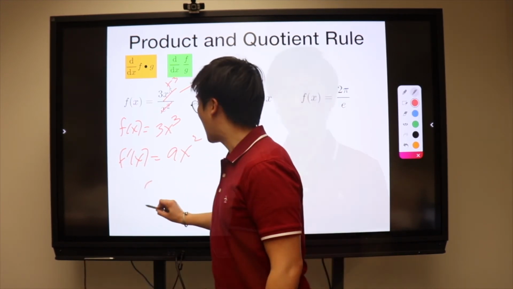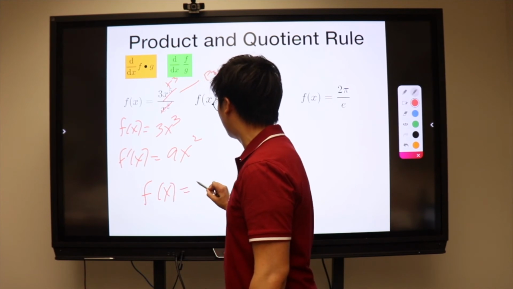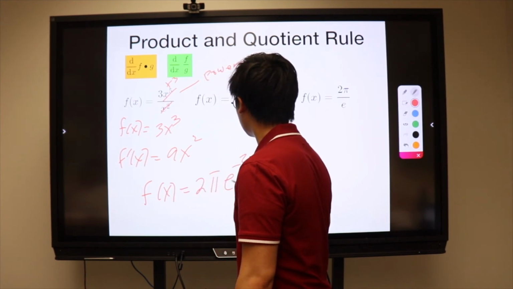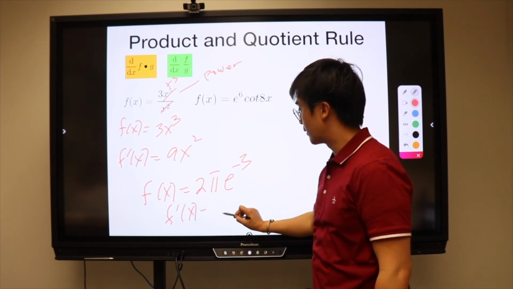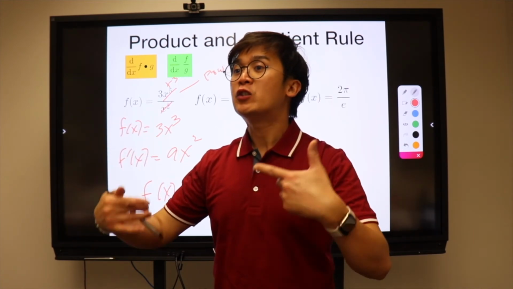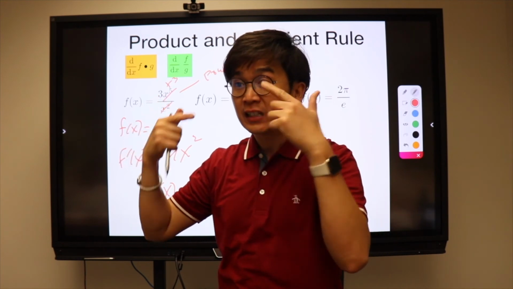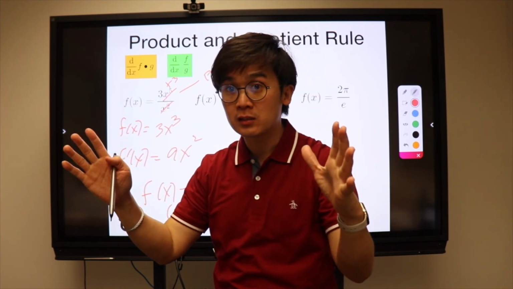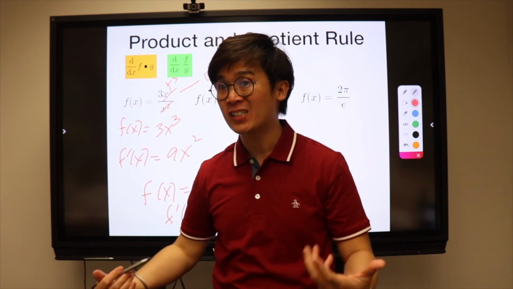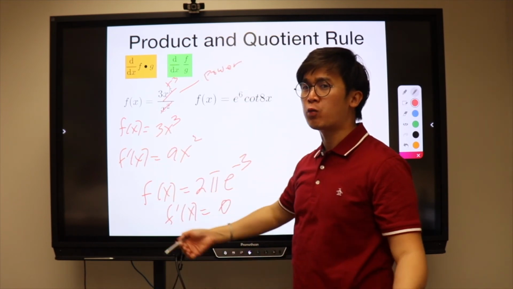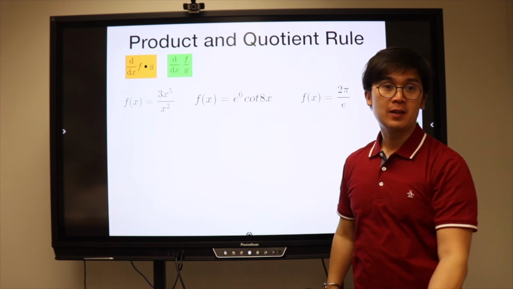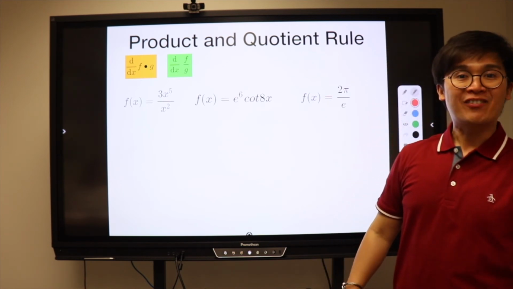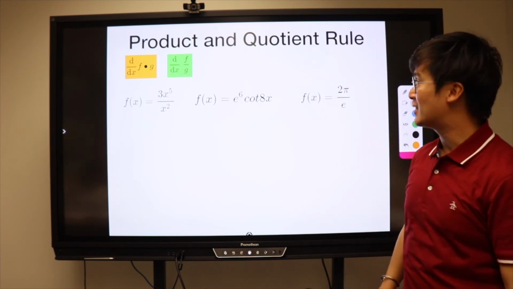boom. This is like taking the derivative of 2 pi e to the negative 3. What is the derivative of this function? 0. You need to develop the eye. And again, developing the eye with calculus takes practice and mastery. So it's okay if you use the quotient rule because everybody goes through that stage. But the more you see a fraction or function, the more that it gets easier.